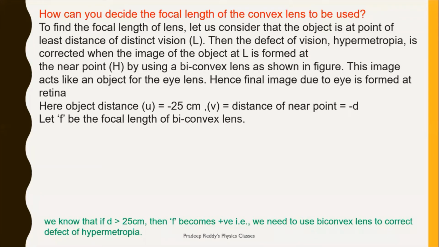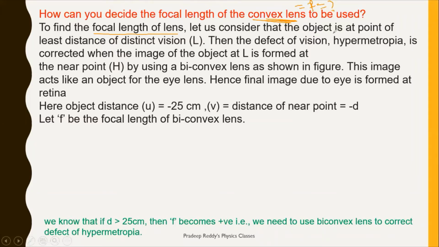Now let us find out what will be the focal length of the lens used in order to correct hypermetropia. First we will learn hypermetropia and then we will learn myopia. Now see here, to find the focal length of the lens, you will be using a biconvex lens in case of hypermetropia, right? I want to find out its focal length. F is equal to how much?